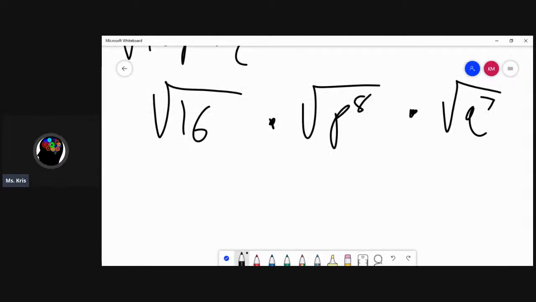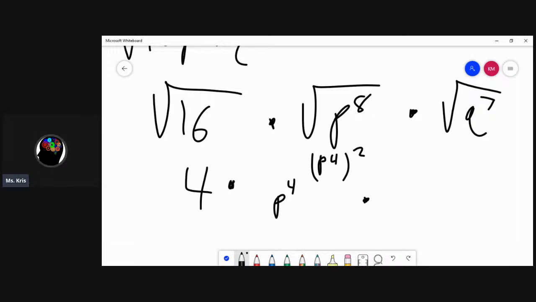Now remember, unless it's denoted as a plus or minus, the square root of 16 is the positive square root, so your answer is a positive 4. Times the square root of p to the 8, which can also be changed into p to the fourth raised to the second power. And of course, the square root of that square is p to the fourth.